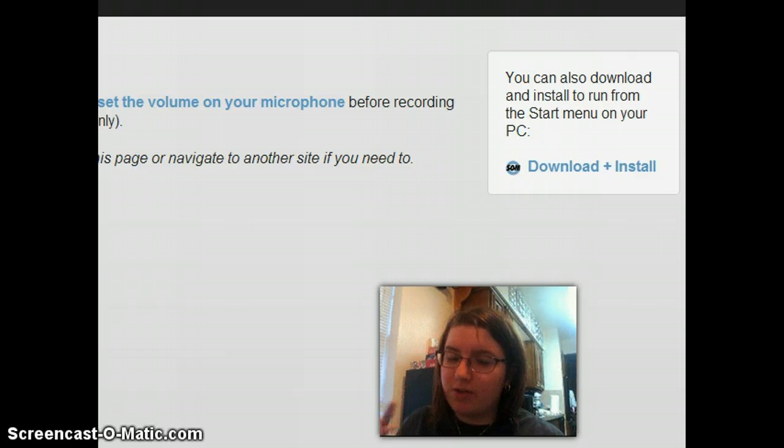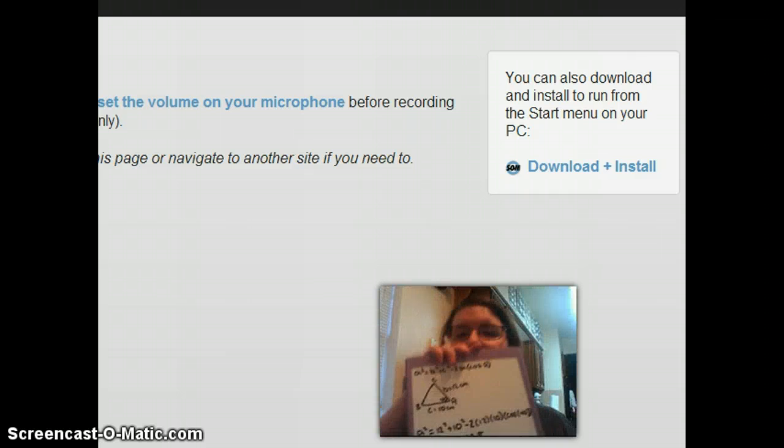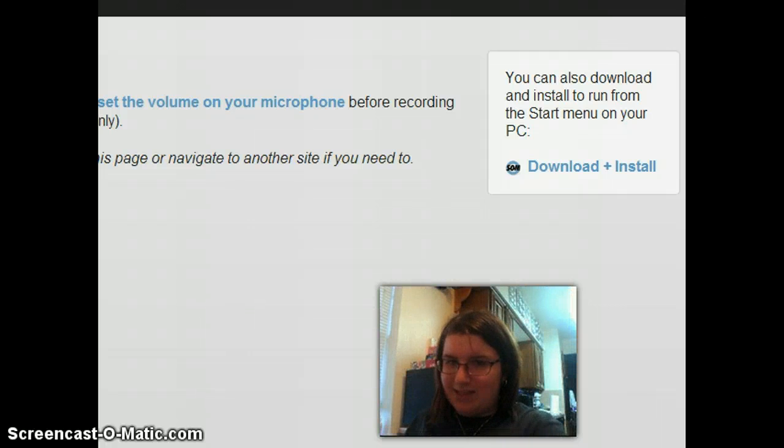For this, we're just going to leave it at 183.8. Okay, now your equation should look something like that. Looks pretty simple now, doesn't it?